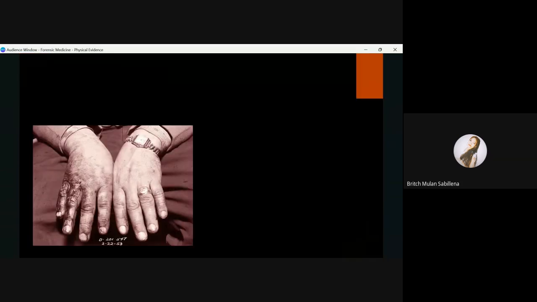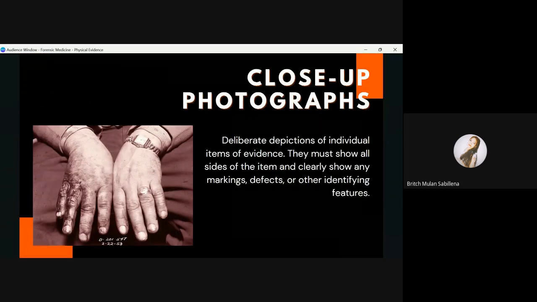Next is the close-up photographs. Close-up photographs are a type of physical evidence documentation that involves deliberate depictions of individual items of evidence. These photographs are taken to capture detailed images of the evidence that can reveal important identifying features or help to establish the chain of custody.